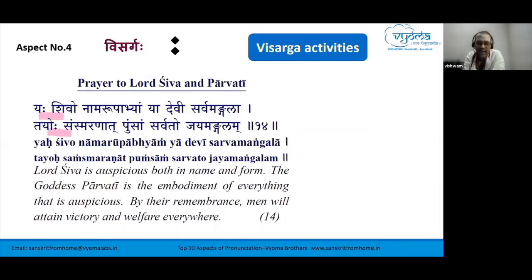Okay, now while chanting, if you see how Manya chanted, she said Yashivo. She didn't say Yaha Shivo Nama Rupabhyam, or Tayoho Samsmaranat Pumsam. She said Tayo Samsmaranat Pumsam. Why? What happened to that? Yashivo, Tayosam. How did it become like that? It should be Yaha Shivo, right?